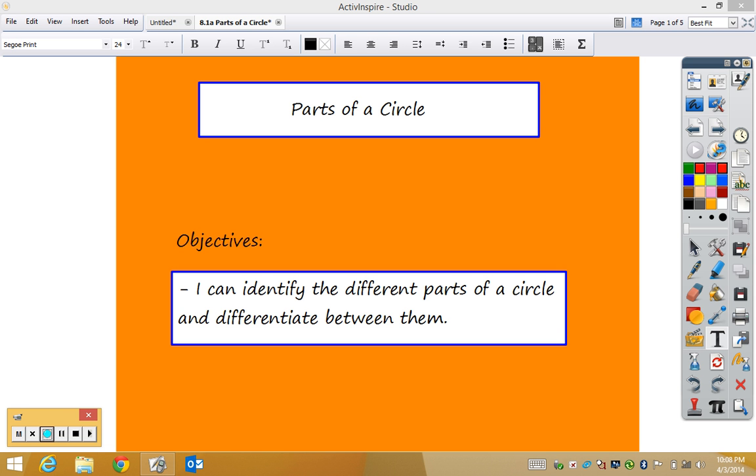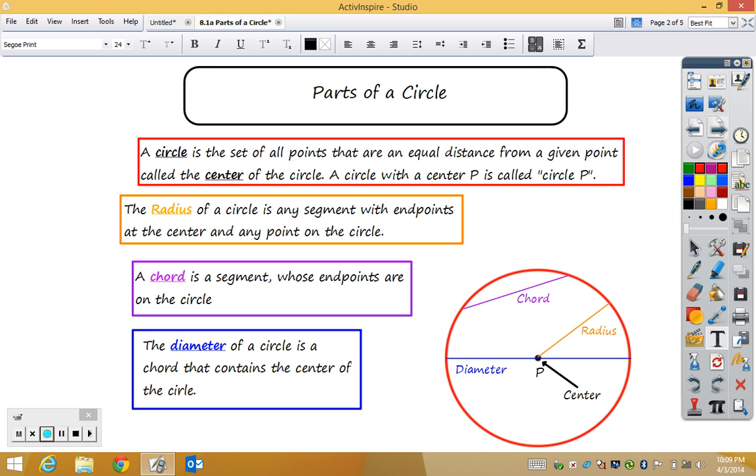So the topic of this video is parts of a circle, and our objective is: I can identify the different parts of a circle and differentiate between them, so you can tell the difference between the different parts of a circle. Now if we look at the parts of a circle, let's start out with a definition of a circle. A circle is a set of all points that are an equal distance from a given point, which is called the center of the circle.